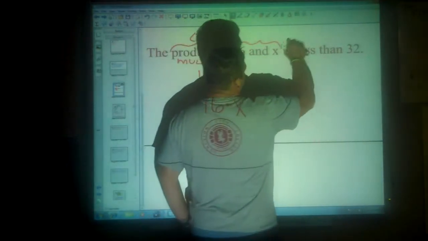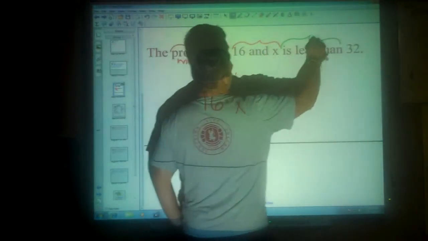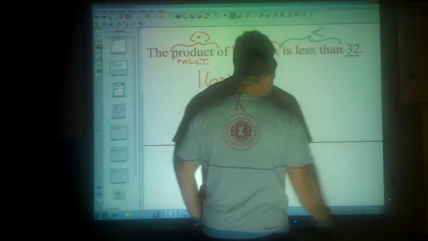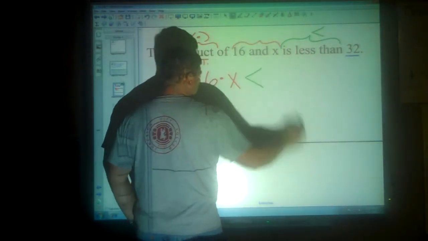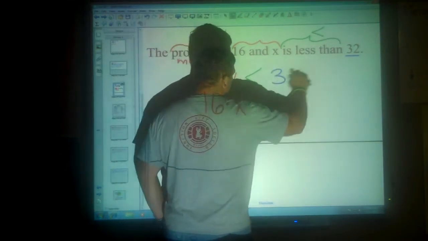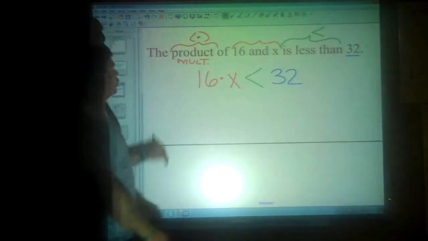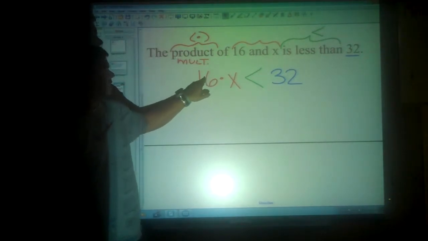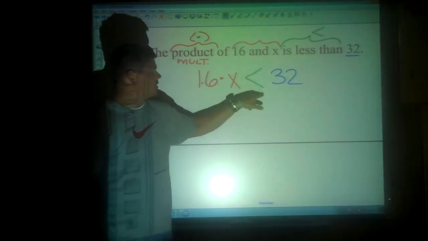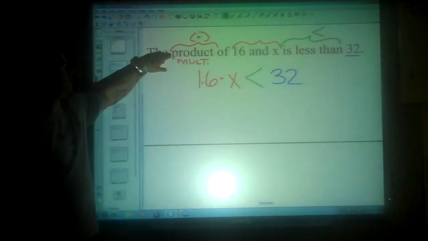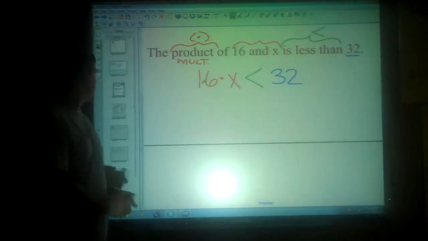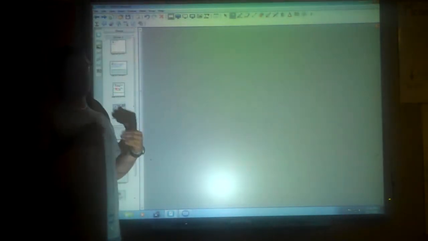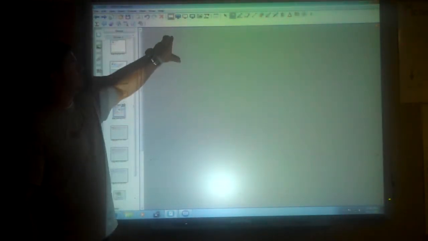Now it says is less than. Less than, once again, is this inequality of the 32. So words converted into math. The product of 16 and x is less than 32. I translated those words. We have a number of formulas that you could use. Some of them will look familiar to you, or at least somewhat similar to things you've seen.